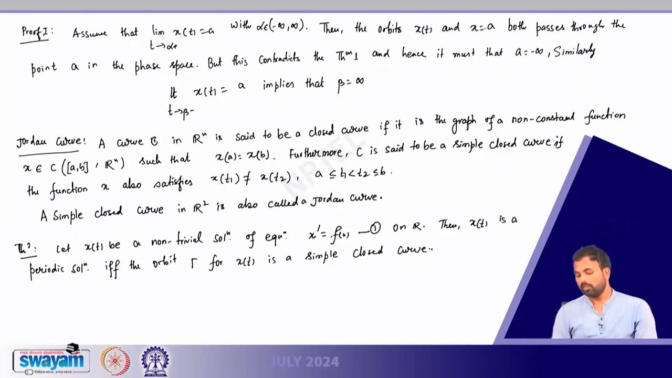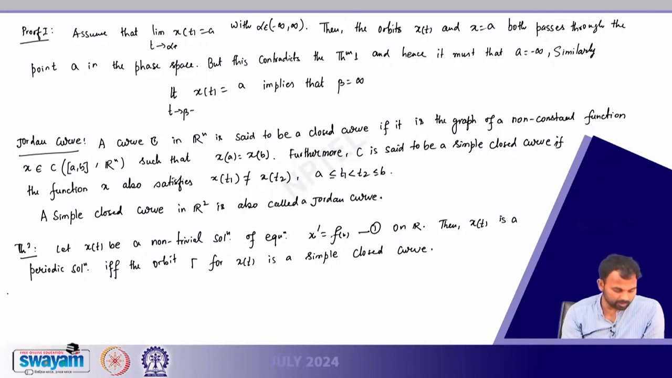So, if x(t) is a non-trivial solution of x' equals f(x) on R, that means we are in the real line setting, then x(t) is a periodic solution if and only if the orbit gamma, so gamma equals all such x(t) such that t is in (alpha, beta), is a simple closed curve, right. The proof is fairly simple, so you can look into the textbooks. Another small theorem in this context is theorem 3.